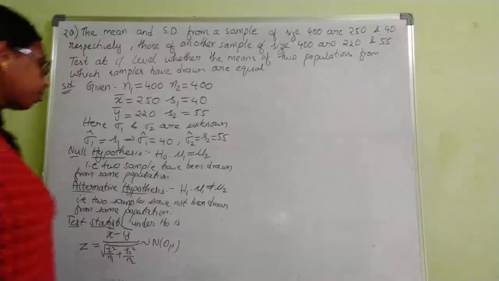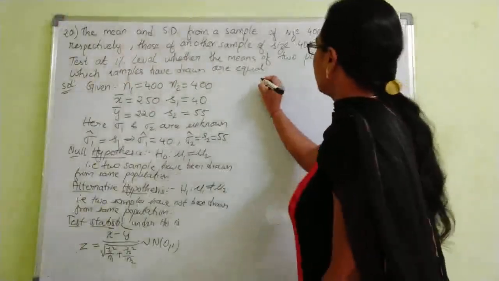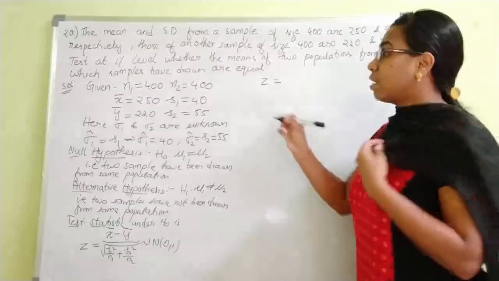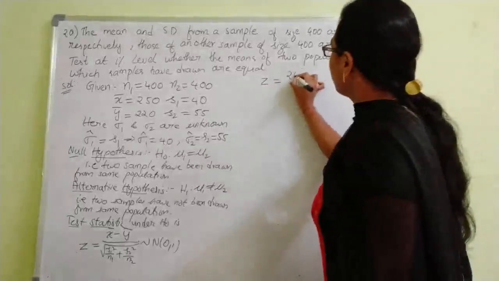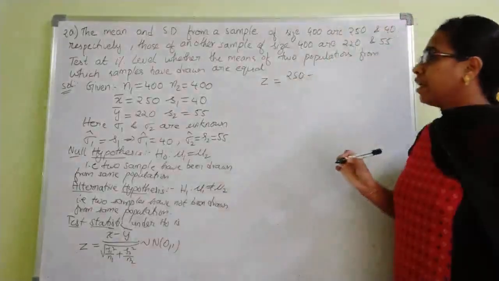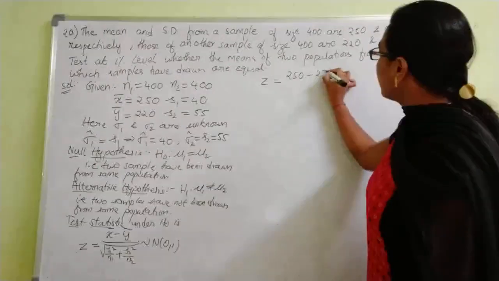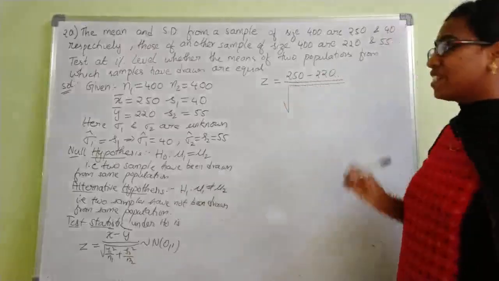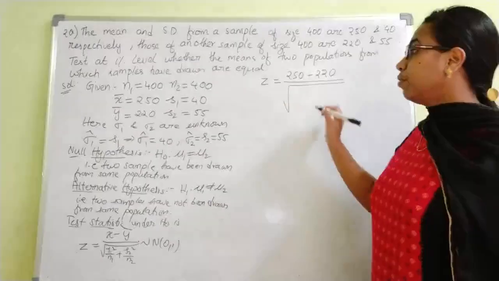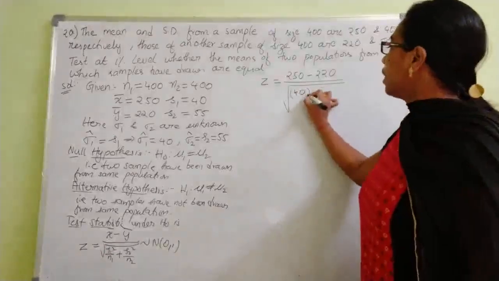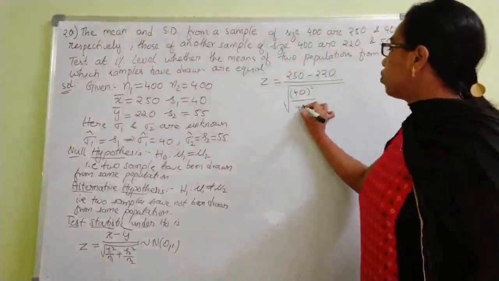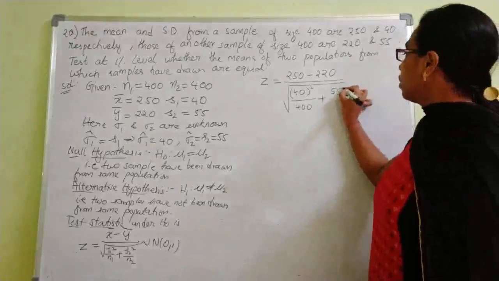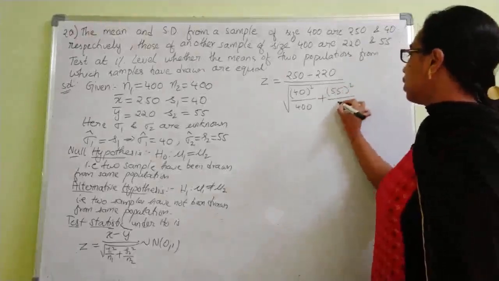Now substitute the values. Z equals, what is x bar? The mean of the first sample is given as x bar equals 250 minus y bar, which is 220, divided by square root of S1 square. What is the S1 value? 40. So 40 square divided by n1, which is 400, plus S2 square, 55 whole square, divided by 400.